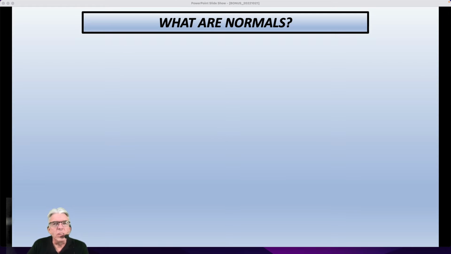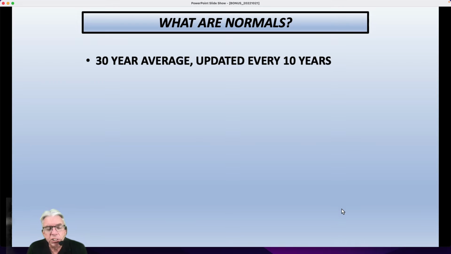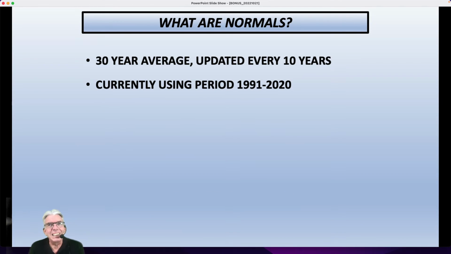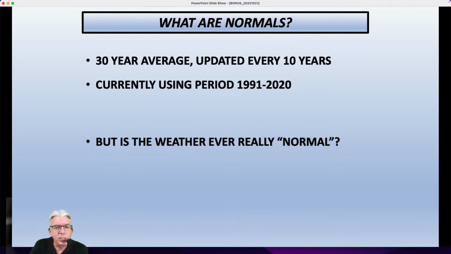So what are normals? Okay. It turns out that it's a 30-year average, and it's updated every 10 years. Right now we're using the period 1991 to 2020, and when we get to the year 2031, then we'll be using the period 2001 to 2030. So we're not going to have to worry about any updates for a while.